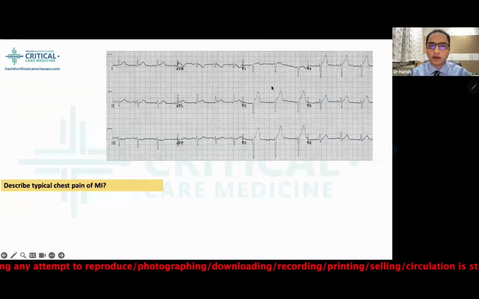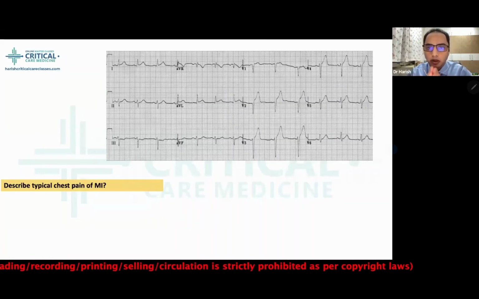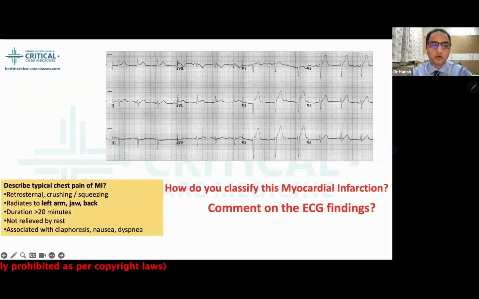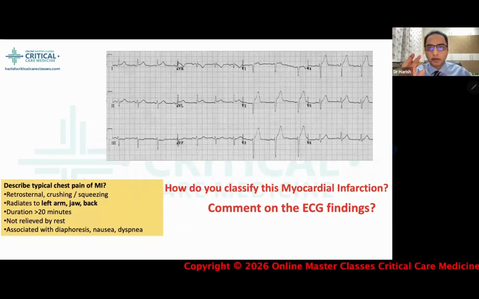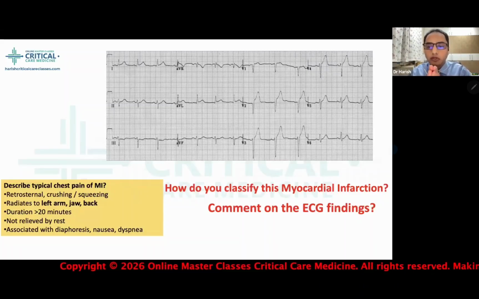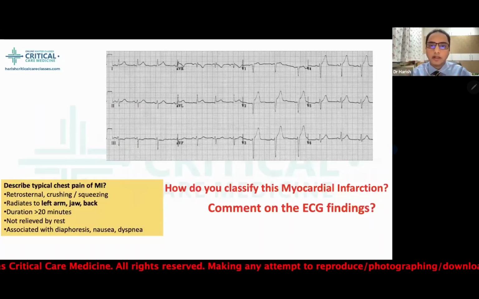This is the ECG we got. Just analyze this ECG. Suppose you are suspecting myocardial infarction, acute coronary syndrome. Describe the typical chest pain. It is retrosternal, crushing or squeezing type of pain, radiating sometimes to the left arm, jaw and back. Duration is persistent beyond 20 minutes, not relieved by rest. It is usually associated with diaphoresis, nausea, dyspnea, or sometimes palpitation. This is how the typical chest pain of an MI manifests. But if a patient is an advanced diabetic with very uncontrolled HbA1c, he might not feel any chest pain. That we call silent myocardial infarction.